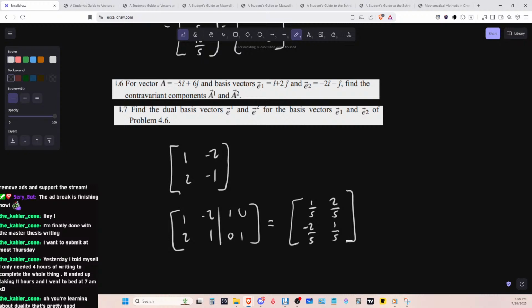Alright, so I think we have to also do something different. With these, you're supposed to write them like row vectors, because this one is sort of going like column vectors here.